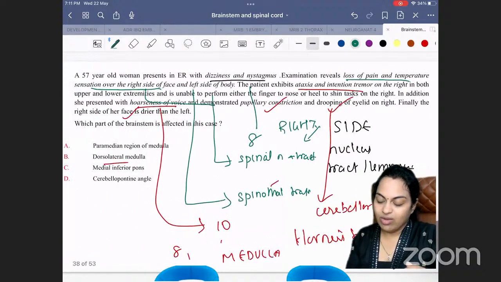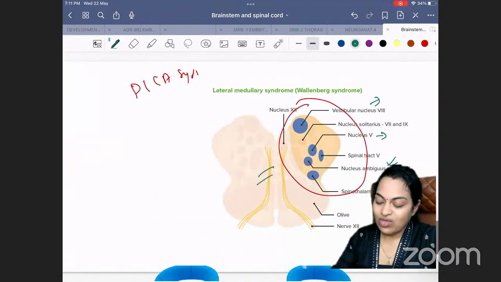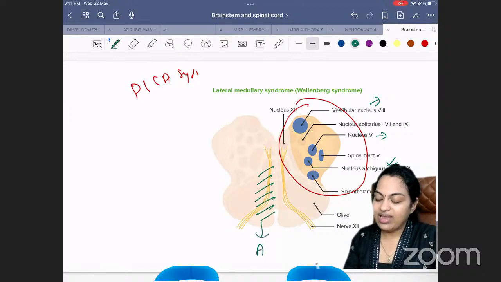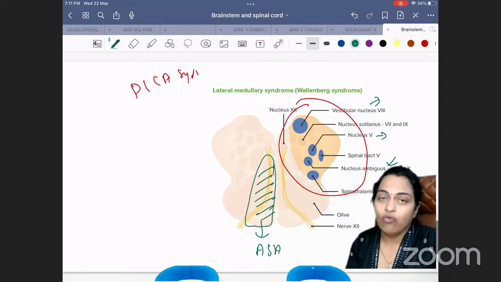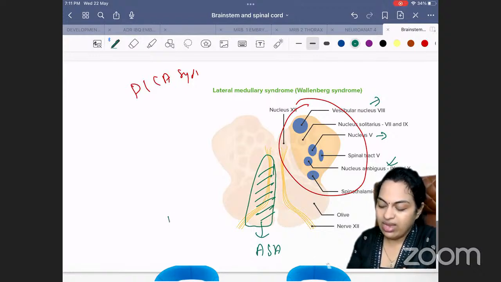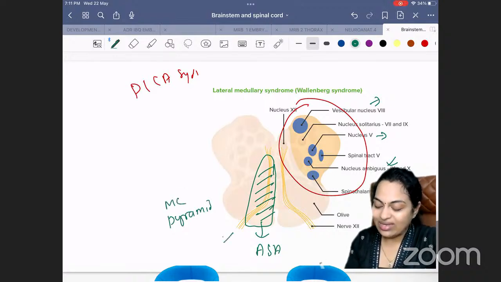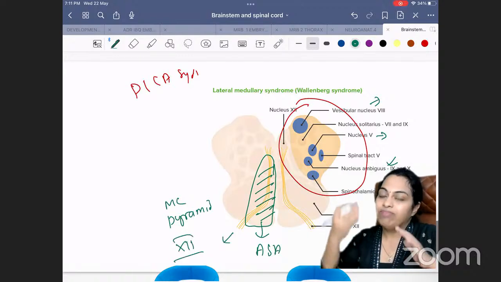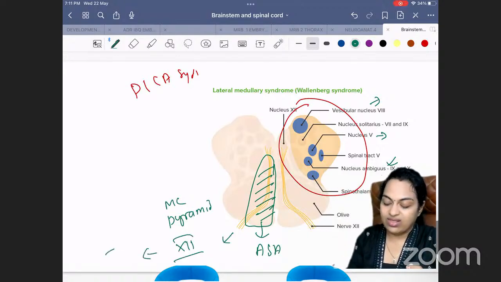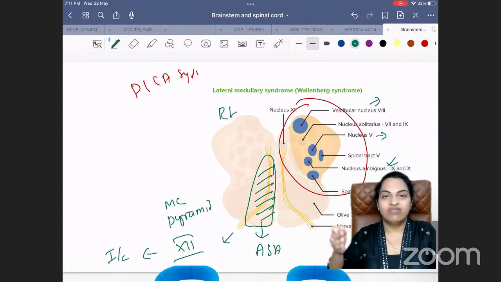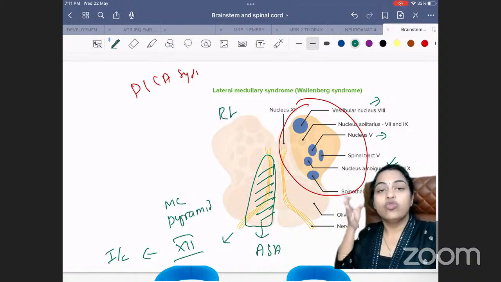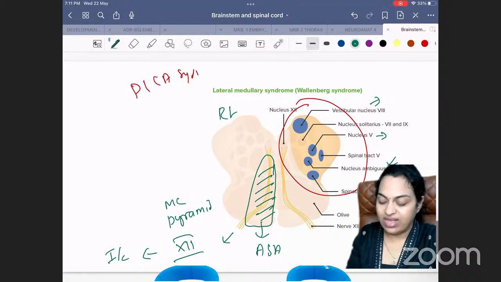One word about medial medullary syndrome. So this part is going to be supplied by the anterior spinal artery. Occlusion of the anterior spinal artery, then the paramedian region of the medulla will go for infarction. So what you see here will be mainly the pyramid, the medial lemniscus, and the 12th nerve emerging out. So there'll be ipsilateral paralysis of the tongue. If it's the right side infarction, then the right half of the tongue, those muscles will go for atrophy and the tongue will deviate to the same side.